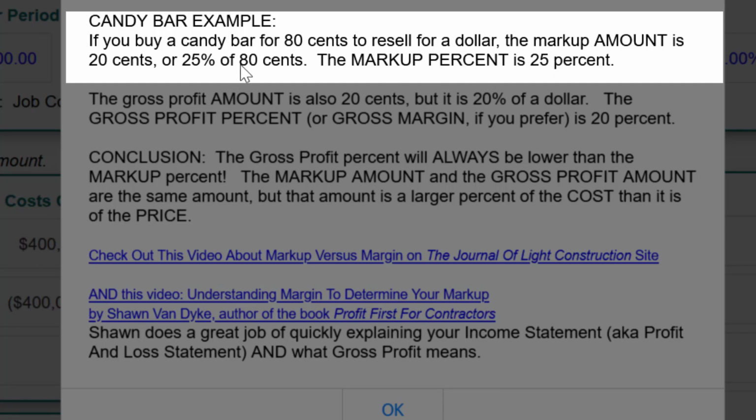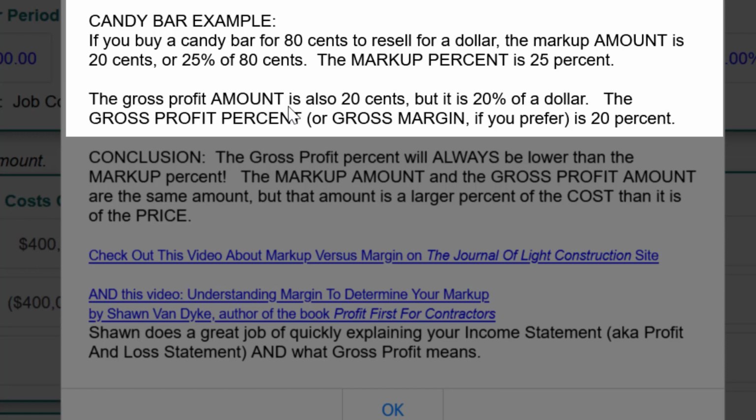That's how much you would figure out 25% of 80 cents is 20 cents, and you add that to 80 cents to get your dollar. The gross profit amount is also 20 cents, but it is 20% of a dollar. When you talk about a gross profit amount, you'll take the total revenues you expect, or the sales price of $1, minus the costs to come up with your 20 cents, just like you did here, but you divide it by the sales price. And that's what your gross profit percent is, or your gross margin percent, or your profit margin percent. You'll hear it said all kinds of ways. That's what causes that to be 20%.